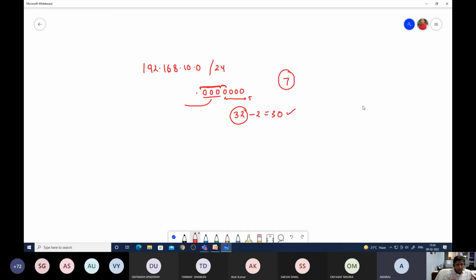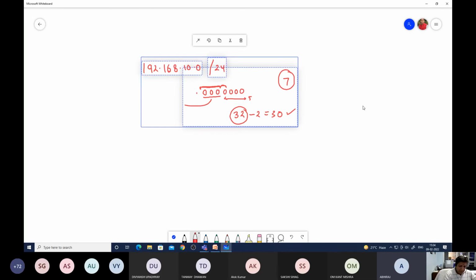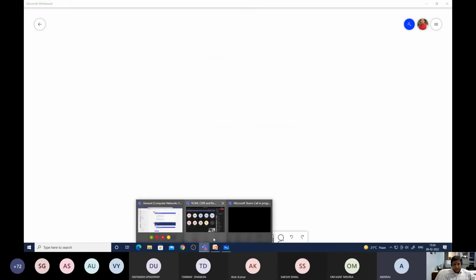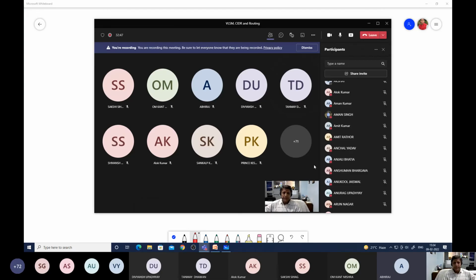And then, if the subnets are like this, how a data packet can be routed from one machine to another machine. Any questions anybody want to ask? Anybody want to ask anything?